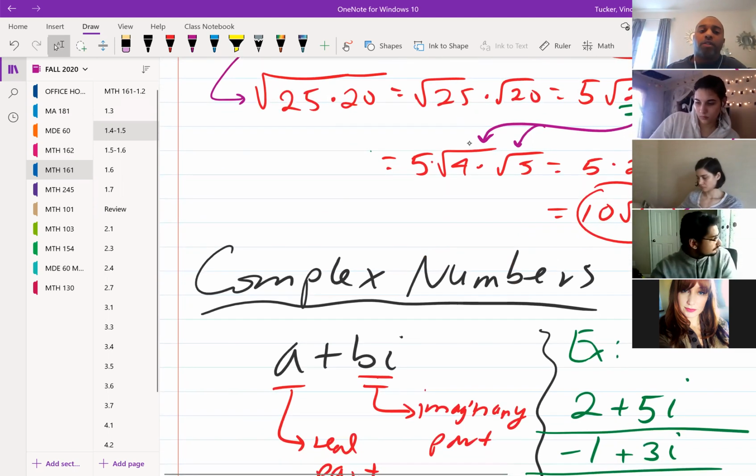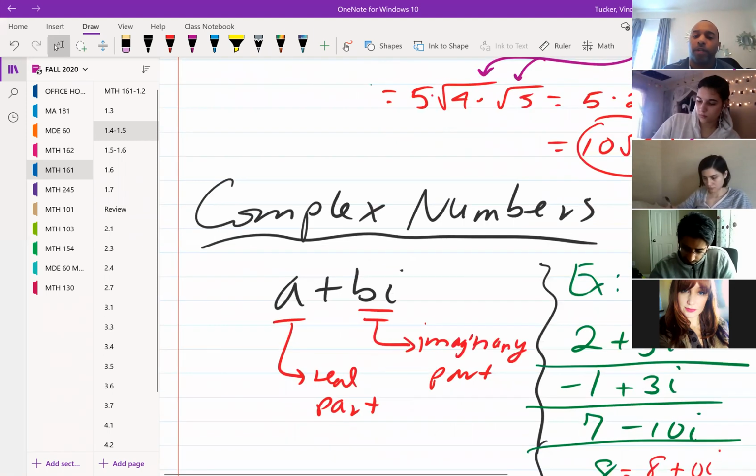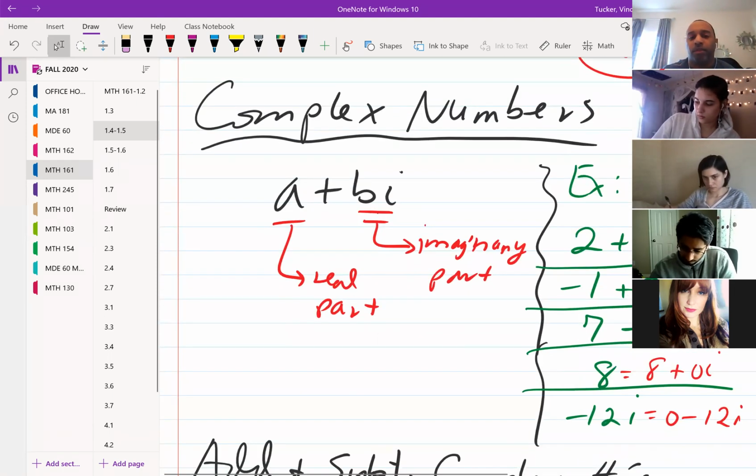All right. So your complex numbers, the way they will be written is a plus bi. So you'll have your real part plus your imaginary part, and you always write your real part first. And over in the green, I just have examples of complex numbers. 2 plus 5i, -1 plus 3i, 7 minus 10i. The number 8 can be written as a complex number. You would just have 8 plus 0i.